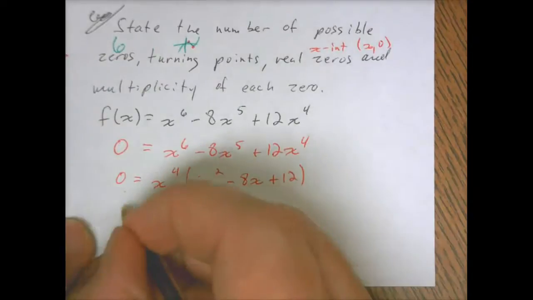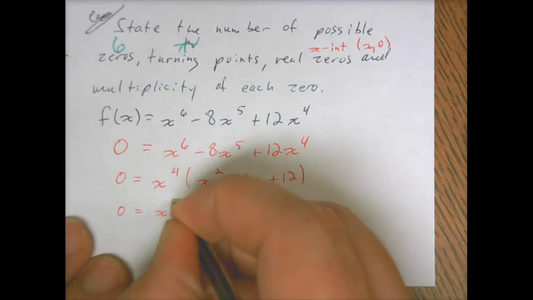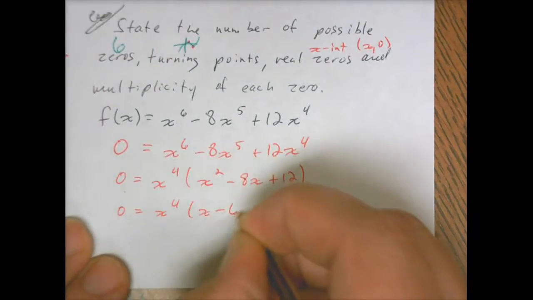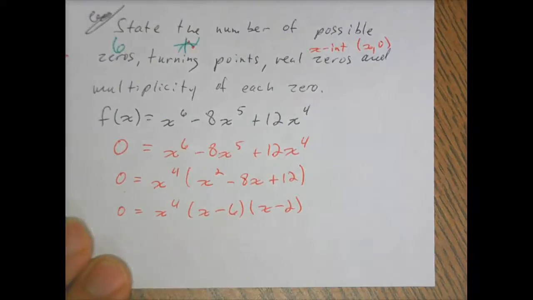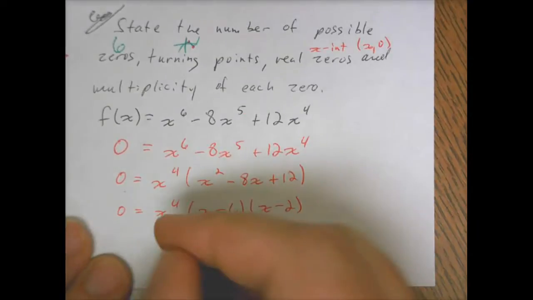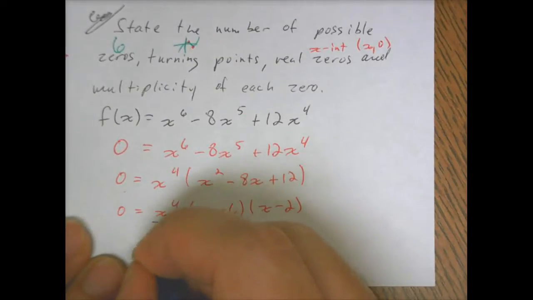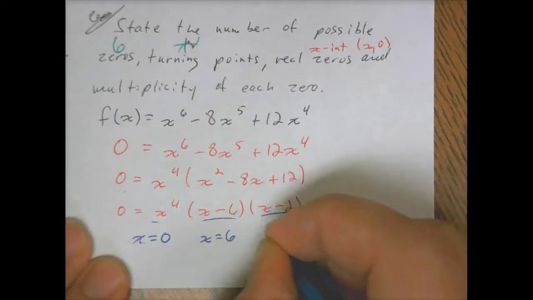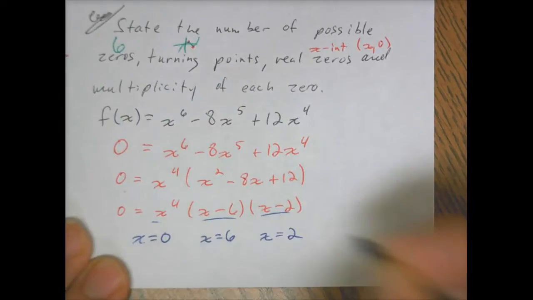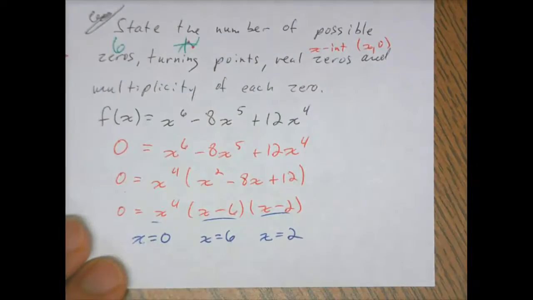This will factor on the inside, so I'll have 0 equals x to the 4th times x minus 6 and x minus 2. From there I can pull out my zeros. This is one of my zeros, x equals 0. x minus 6 equals 0, so x equals 6. x minus 2 equals 0, so x equals 2. Those are my only 3 real zeros, really.